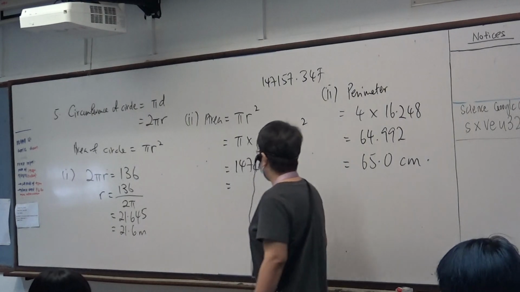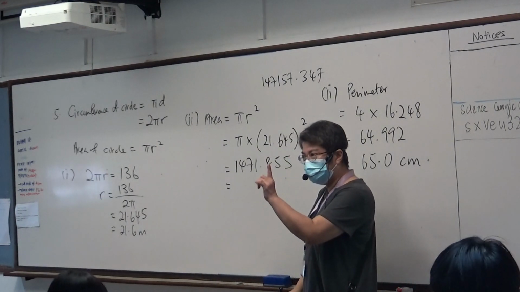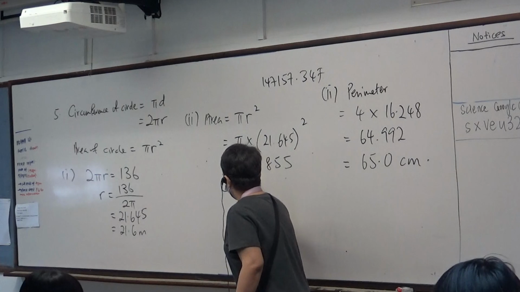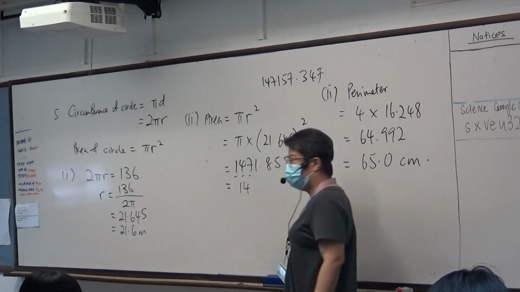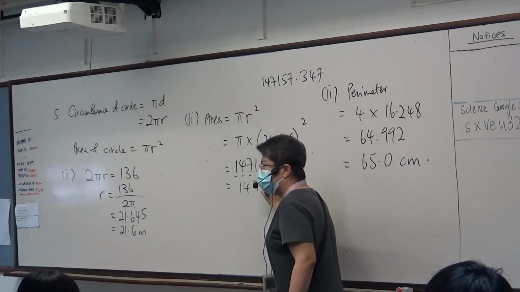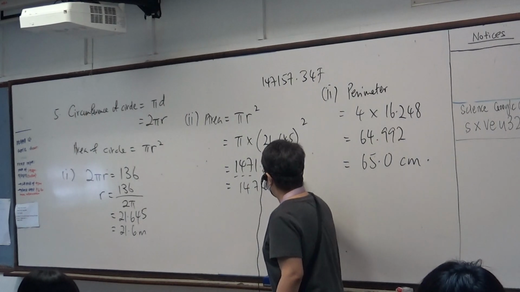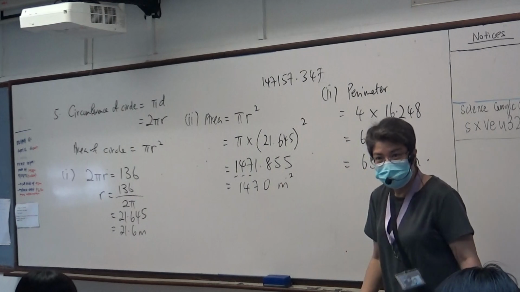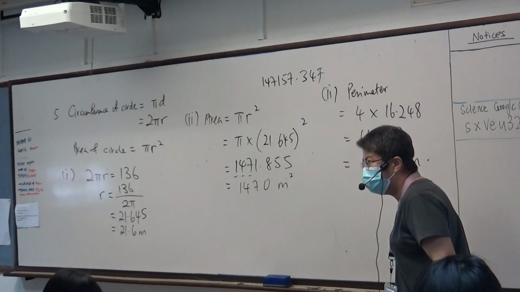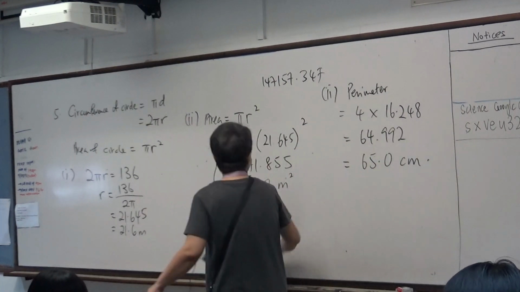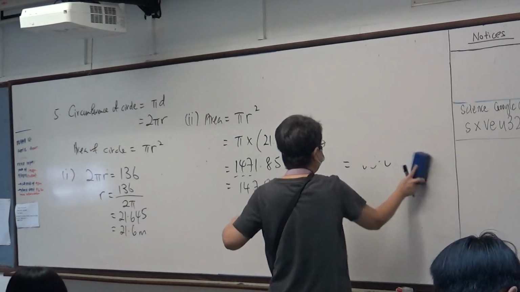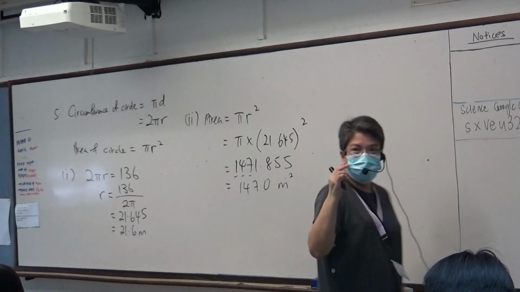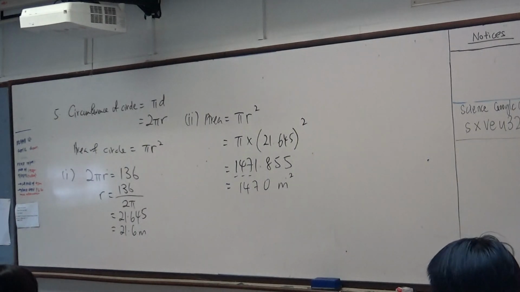So, if I change this to 3 significant figures, all of you look up. 1, 2, 3. What should it be? 1, 4, 7, what? 0, yes. Meters squared. Understand? Understand now? Then, so that will be your question number 5. Okay. Are we clear so far?